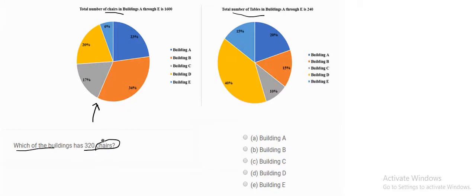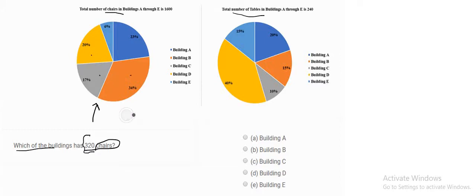Now there are two ways of solving this problem. The first can be to calculate each and every percentage and see which one is equal to 320, and obviously that will be a longer route. But the easier technique would be to see if we have 320 chairs, what percentage would that be of the total number, and then we can simply match which segment it matches, and then we can find our answer.